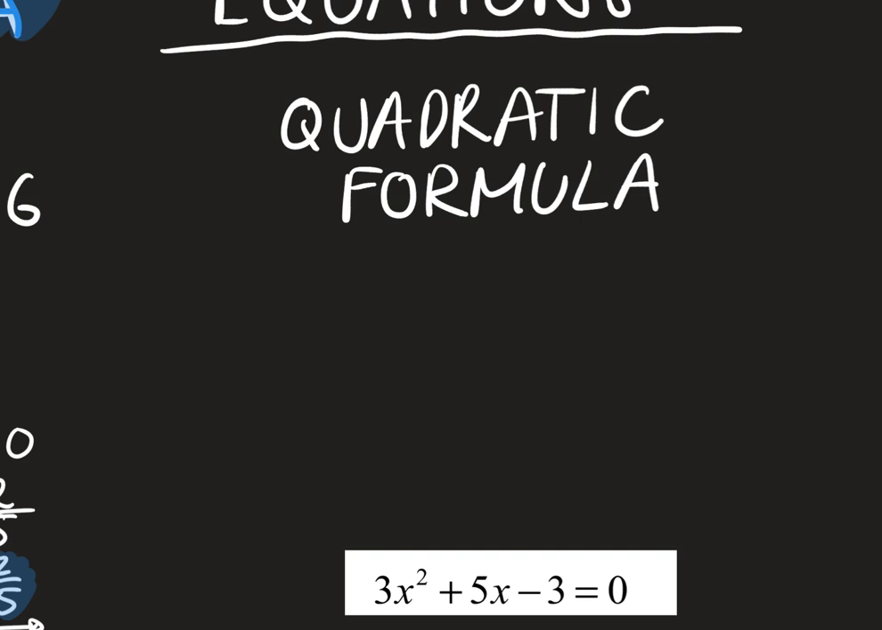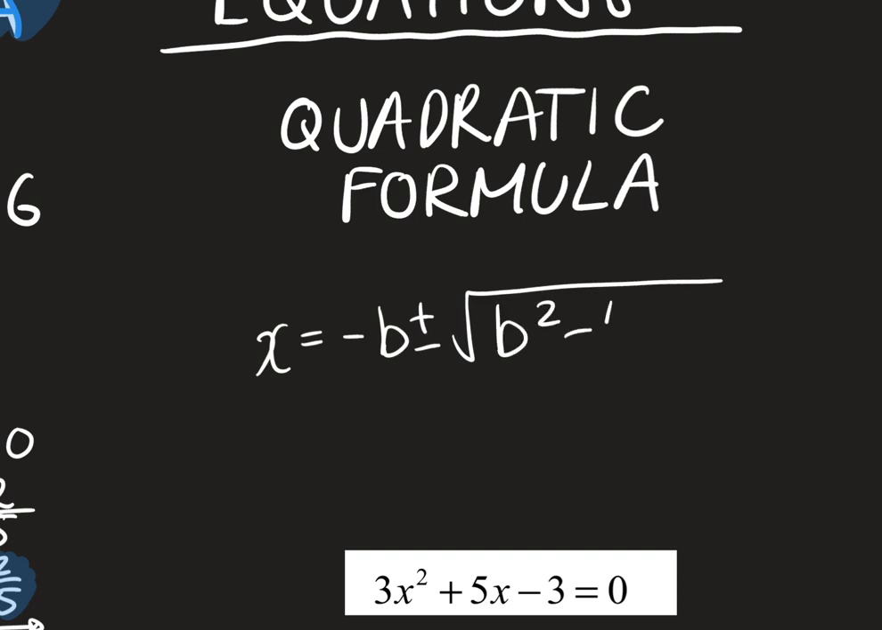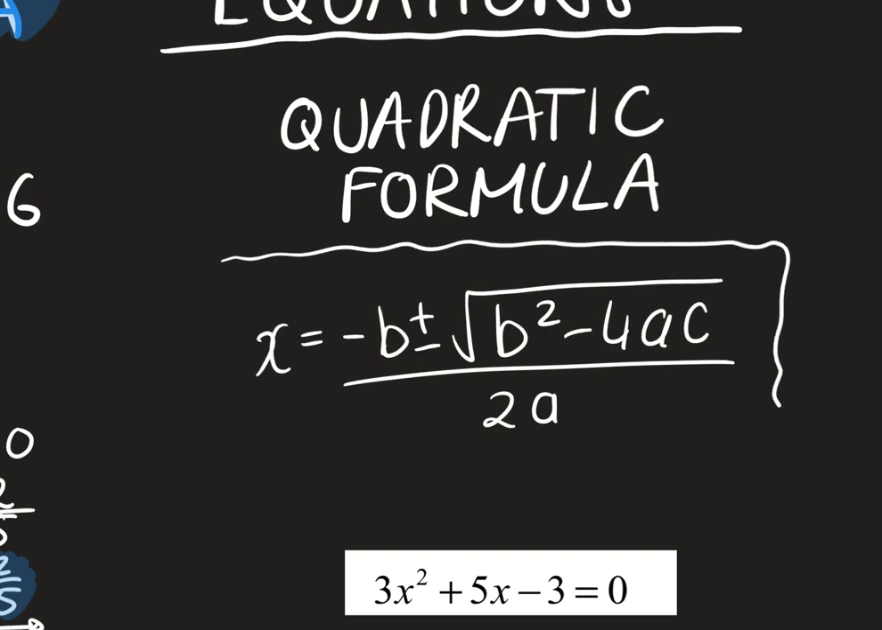So I'm just going to write the quadratic formula out here. It's x equals minus b plus or minus the square root of b squared minus 4ac, all over 2a. And this is our quadratic formula, guys. So like I said, it is the formula to work out any x's of any quadratic equation that you get.